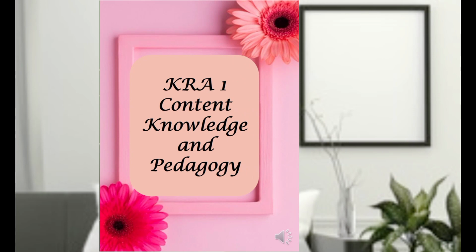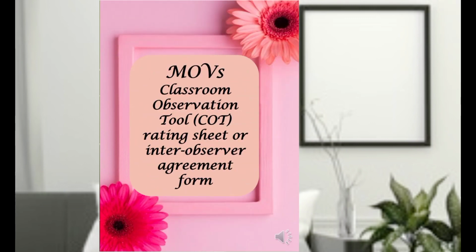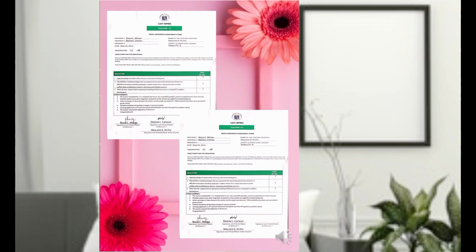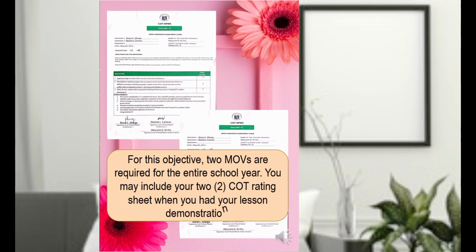CRA 1, Content, Knowledge, and Pedagogy. Objective number 1, applied knowledge of content within and across curriculum teaching areas. For our MOVs, Classroom Observation Tool or the COT rating sheet or Inter-Observer Agreement form. So, I have inserted my 2 COT rating sheet form. For this objective, 2 MOVs are required for the entire school year. So, you may include your 2 COT rating sheet when you had your lesson demonstration. Wala na po kayong idadagdag nun. Yung 2 COT rating sheet, enough na po dito sa objective na to.